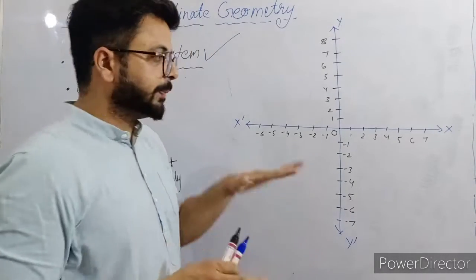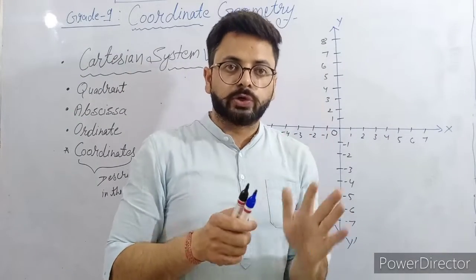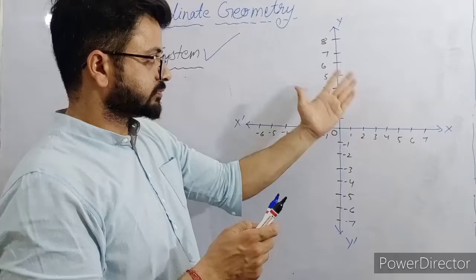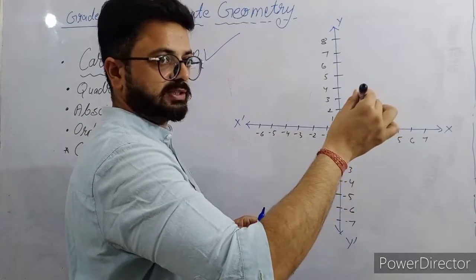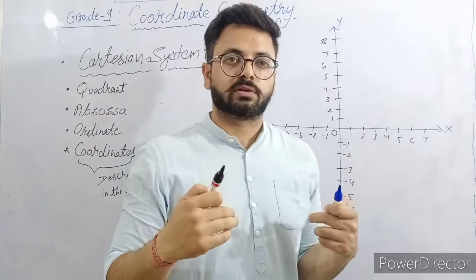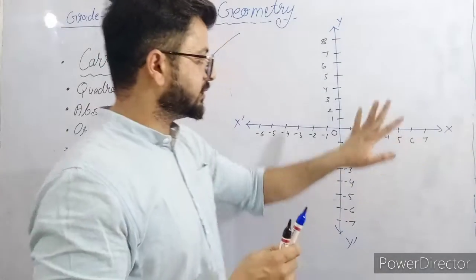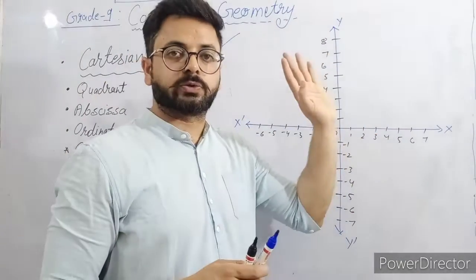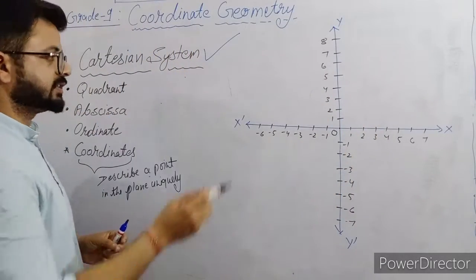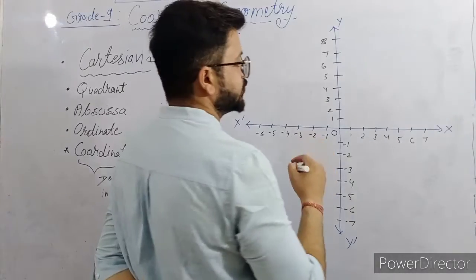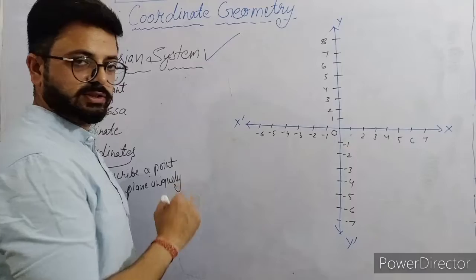And why plane? Because we are discussing the plane, not a 3D shape. For 3D, one more axis comes in, the z axis, but that is not our topic. Our topic is only 2D. The 2D Cartesian plane we can write on paper also. Here you see this Cartesian system, in which this point we call the origin.